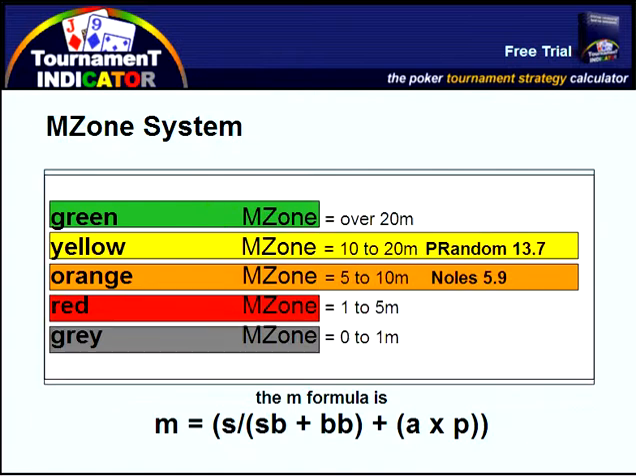Now, as we've calculated the stacks for those 2 players, we now know that Knowles has 5.9 and is just barely in the orange zone, while Pure Random, with his 13.7 M ratio, is pretty much squarely in the yellow zone. But what exactly does this mean in regards to tournament play? Well, therein lies the whole premise of the MZone strategy, especially in the second half of a tournament.